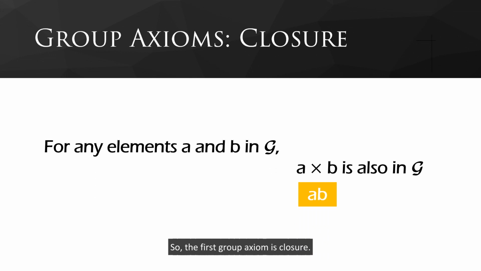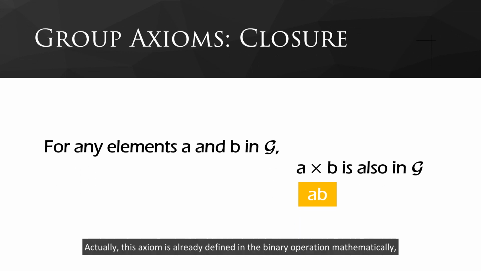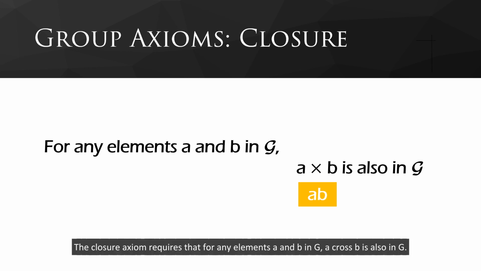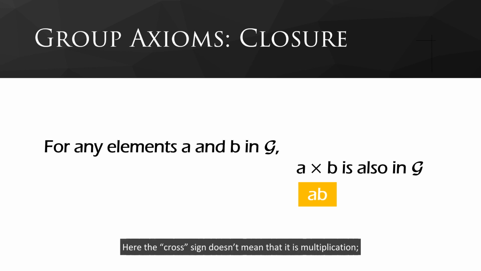So the first group axiom is closure. Actually, this axiom is already defined in a binary operation mathematically, but let's talk about it anyway. The closure axiom requires that for any elements A and B in G, A cross B is also in G. This makes sense on a cube because any composition of two permutations is also a permutation. And here the cross sign doesn't really mean multiplication, rather it's an arbitrary sign we pick to notate the binary operation. So we can also omit that sign and denote A cross B as AB.